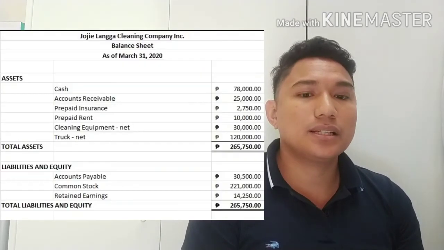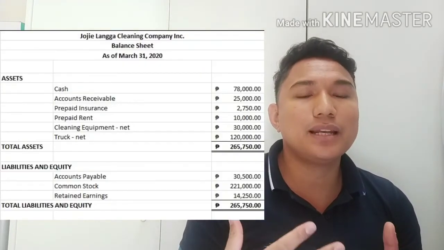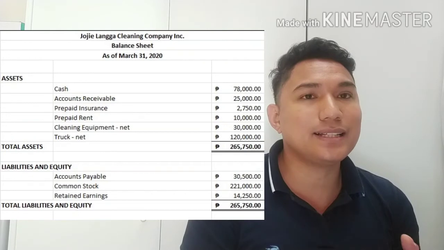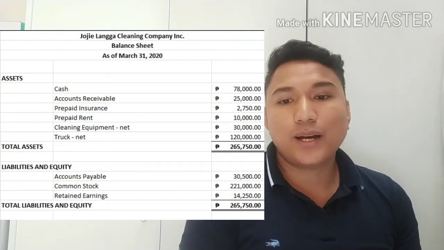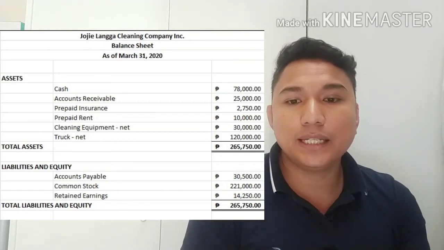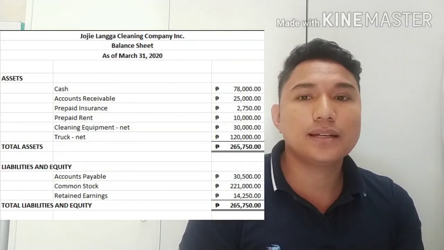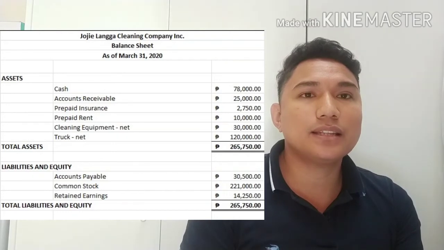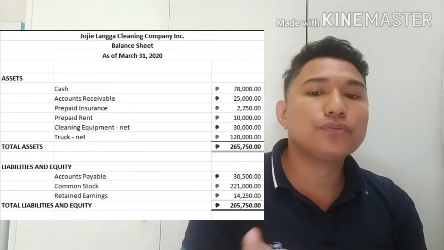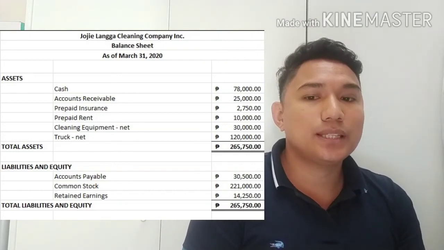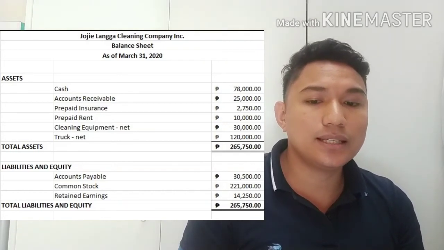Now let's proceed with our next financial statement called the balance sheet. As we discussed a while ago, this balance sheet includes the accounts of assets, liabilities, and stockholders' equity. What is the heading? Joji Langa Cleaning Company Incorporated, that's the name of the company. Balance sheet, the title of the financial statement, as of March 31, 2020. That is the date, meaning this is a particular date.